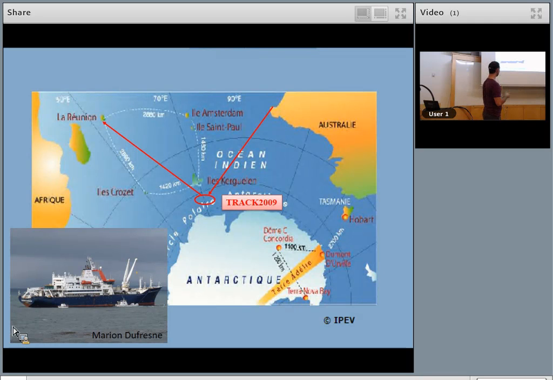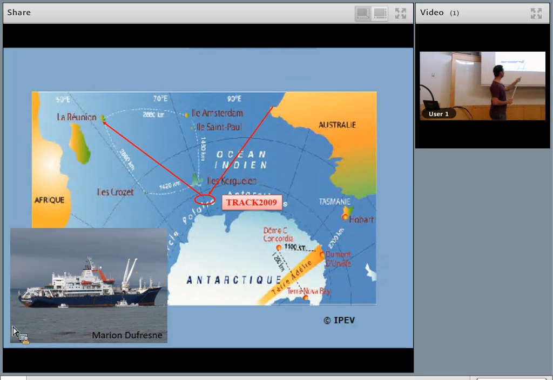So you take a research vessel. So here, for example, the Marion Dufresne, which is the French vessel, that is based in La Réunion here, 20 degrees south. And then that operates yearly in the area here of the Southern Indian Ocean, which is marked by the Kerguelen Islands and Crozet Islands, which are subantarctic islands.